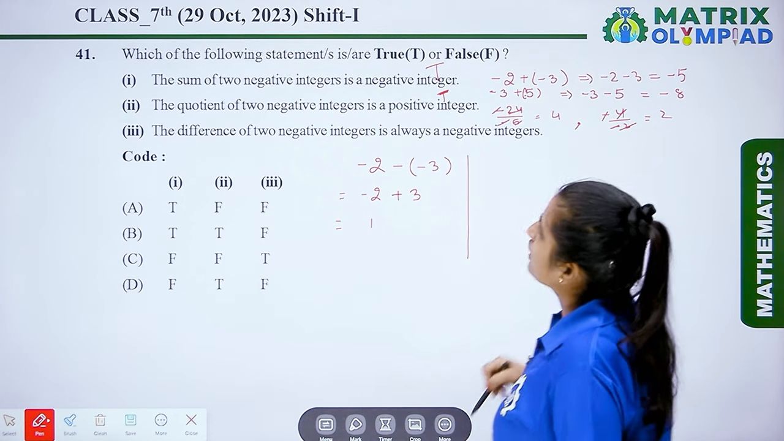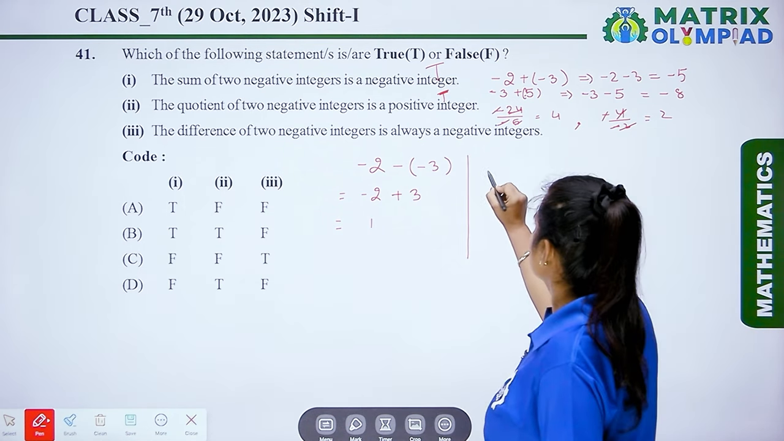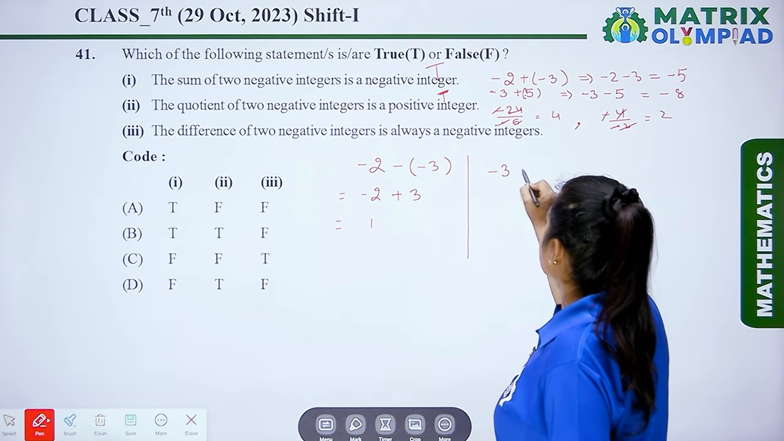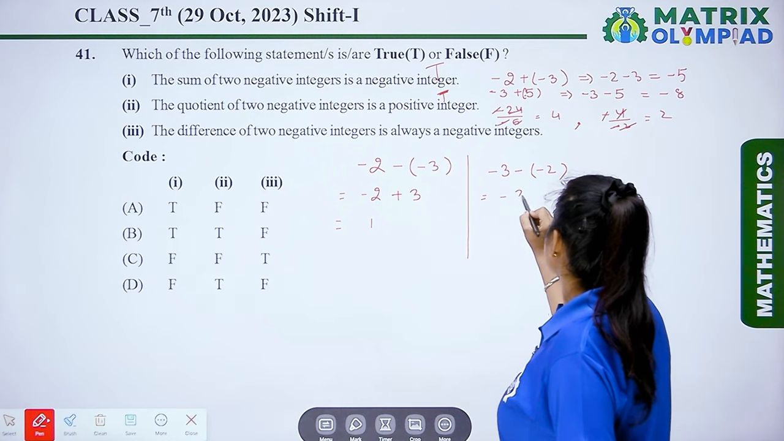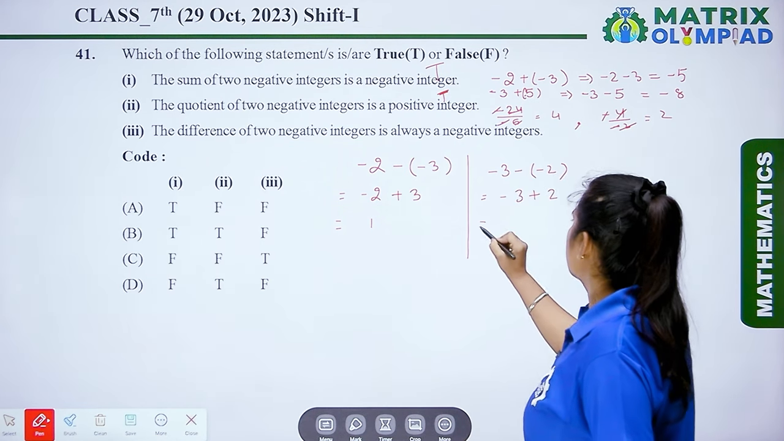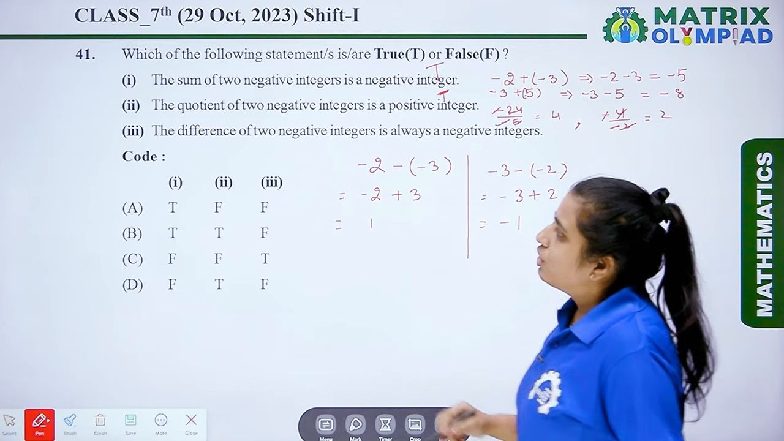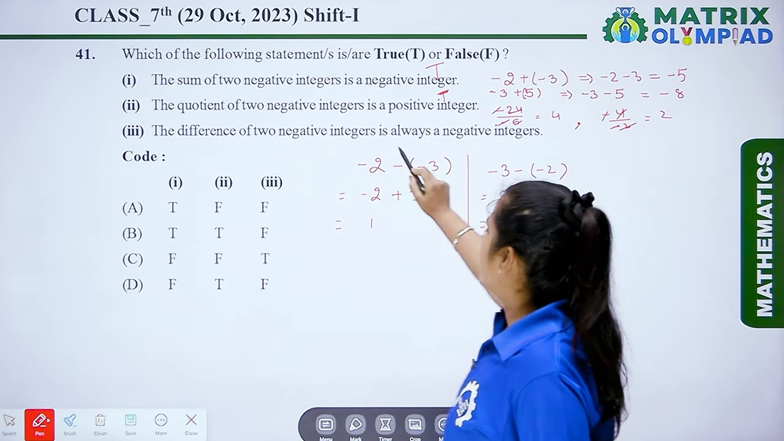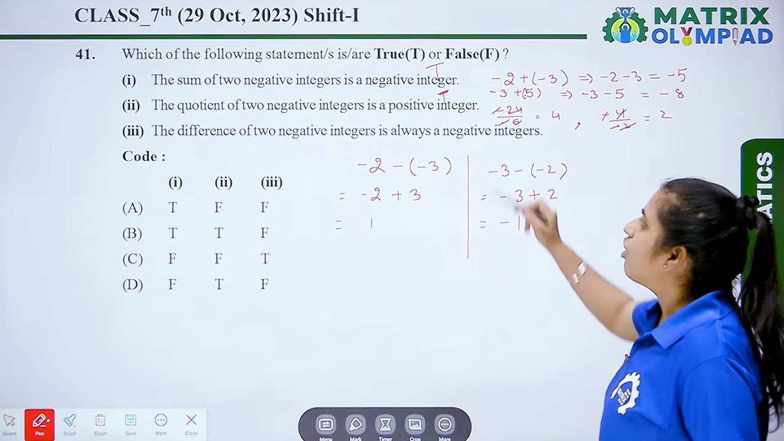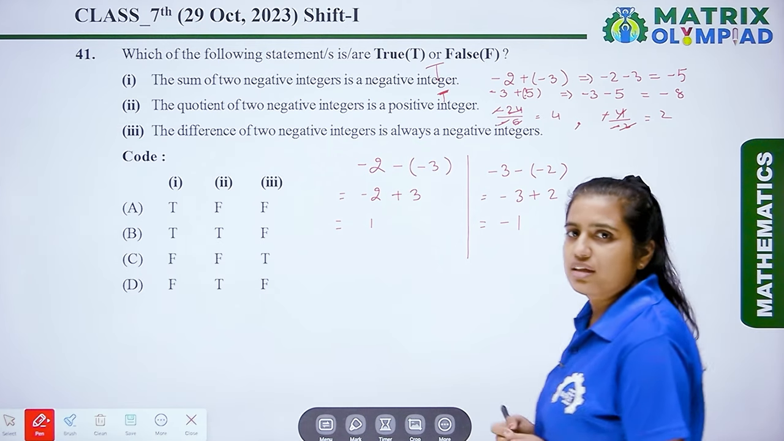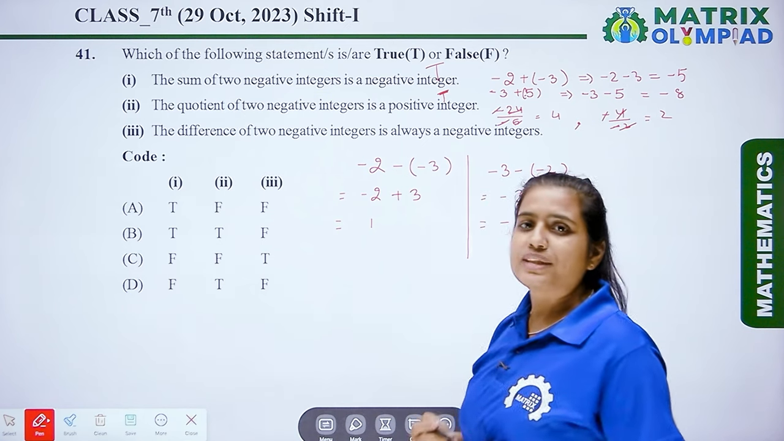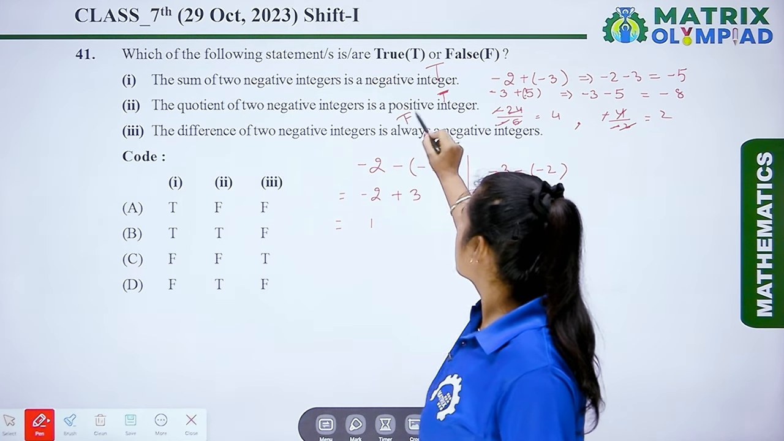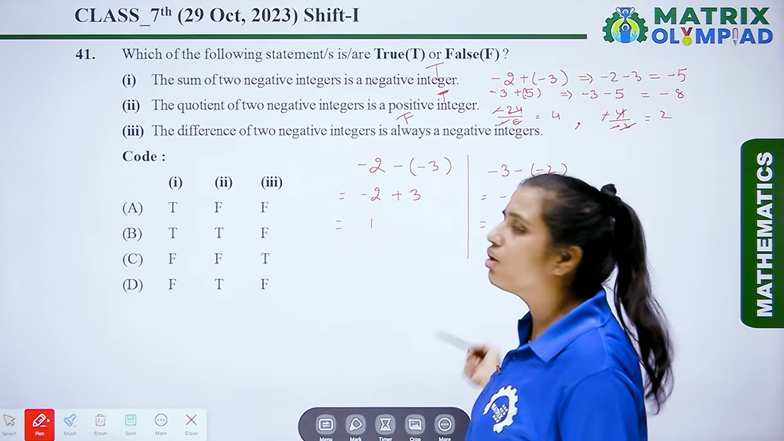Let's take another example. Minus 3 minus minus 2. So, here, minus 3 plus 2, that is negative 1. So, the difference of two integers is not always a negative integer. It depends upon the number, so it may or may not be negative. So, statement 3 is false because it is not always.